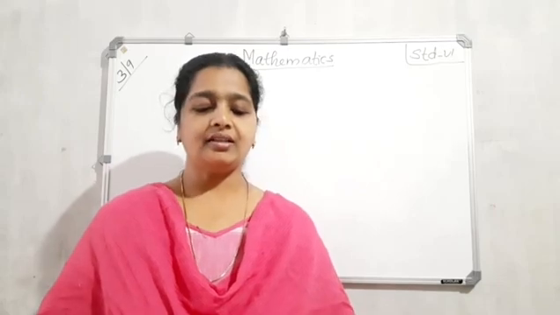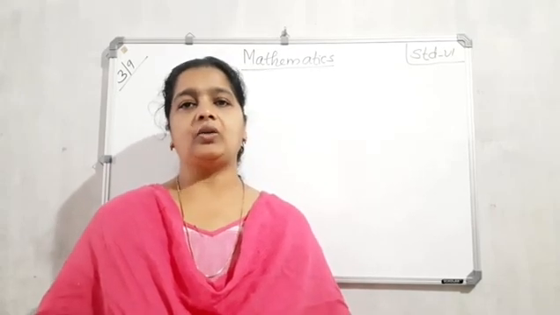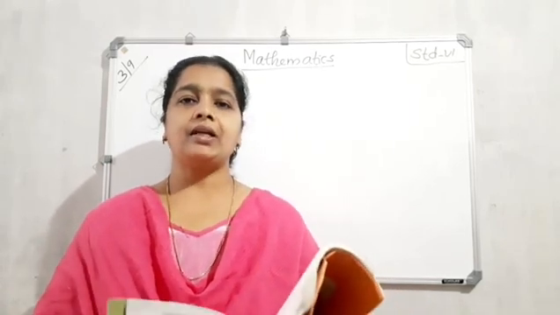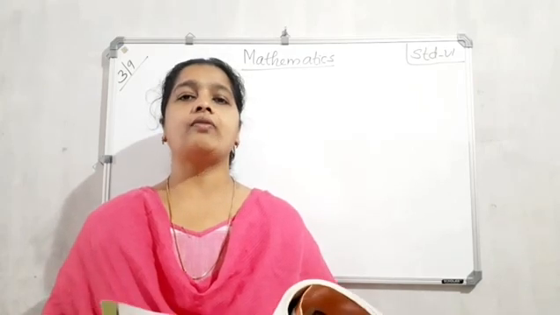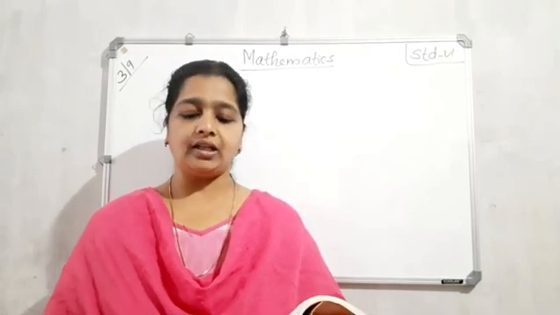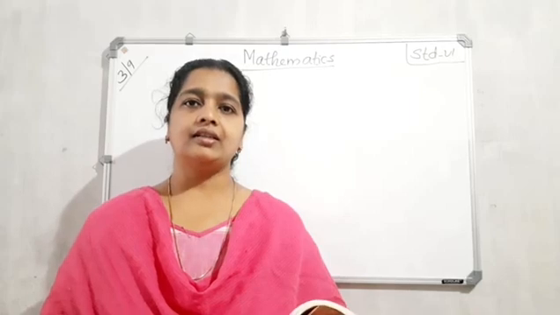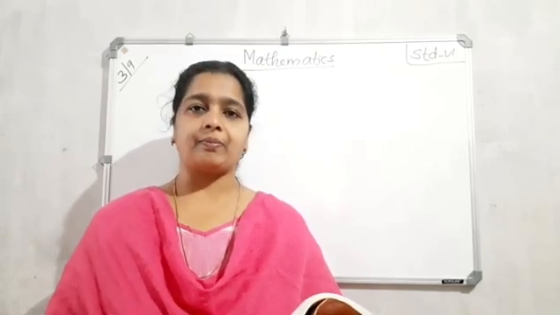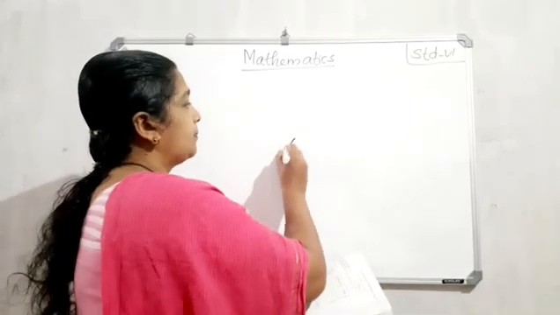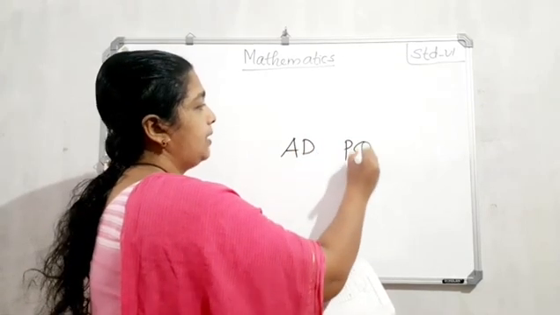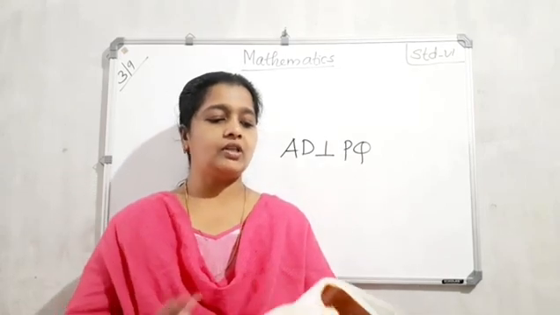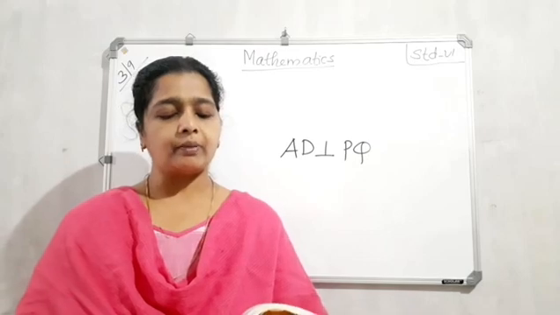Which of the following are models for perpendicular lines? So you know perpendicular lines. What is the meaning, or the definition, of perpendicular lines? When 2 lines intersect and the angle between them is a right angle, then we can say that the lines are perpendicular lines. And you know the symbol also. Example, AD perpendicular PQ. The symbol means perpendicular. Clear? So based on that, which of the following are models for perpendicular lines?